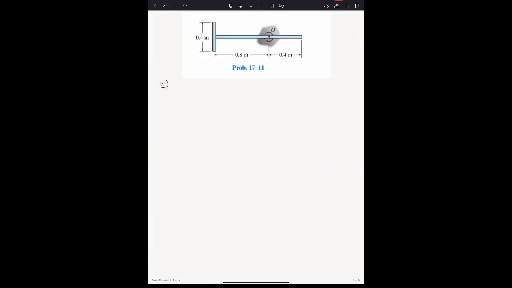Issue 2 is find the moment of inertia of common shapes about points other than the center of mass. I'm going to abbreviate that COM.